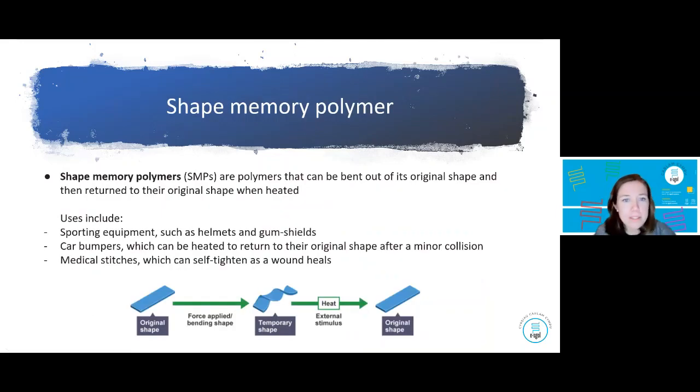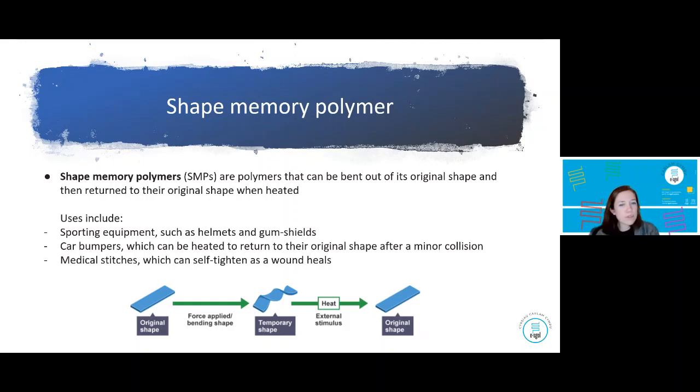Shape memory polymers are polymers that can be bent out of the original shape and then returned to their original shape when heated. Okay, so let's have a look at the diagram at the bottom to begin with. So we've got the original shape there, which is quite flat. You apply a force and that bends the shape, that becomes a temporary shape. And then all you need to do is to heat that temporary shape, okay, and the original shape will return.